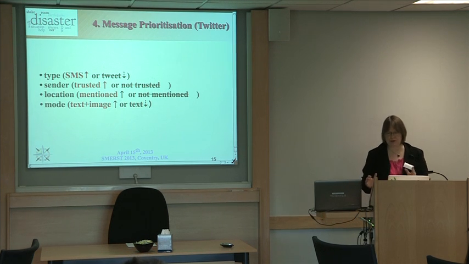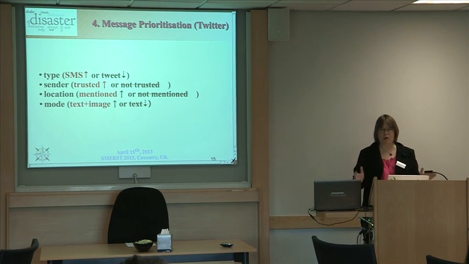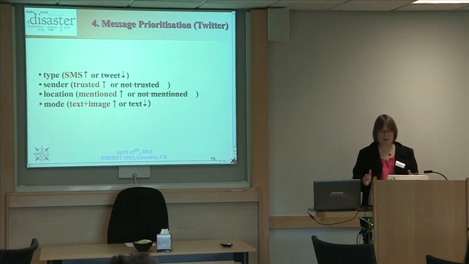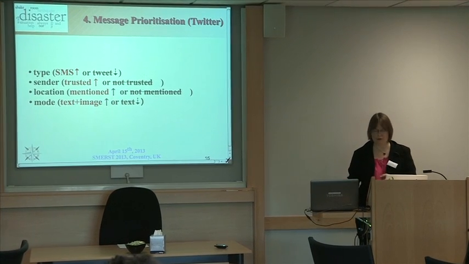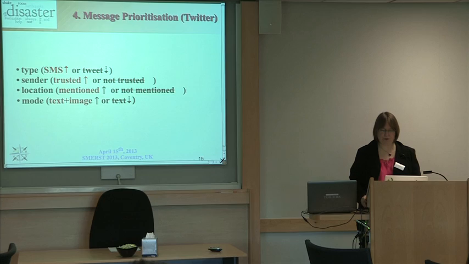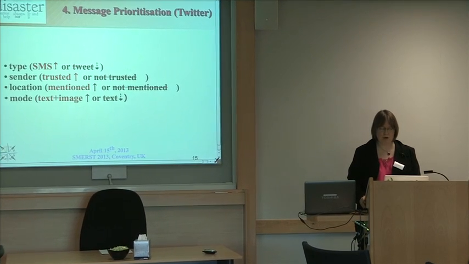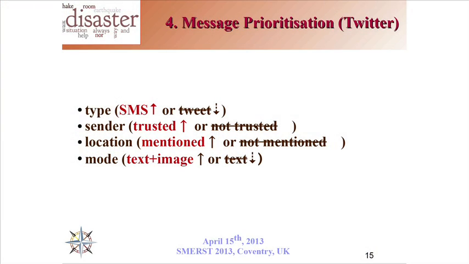The message prioritization is now that we have the tweets which talk about disasters, we decide which ones are more important for a crisis manager and which ones are not. We based our prioritization on four things for the moment. First is the type. Tweets are less important for us because they can also contain irrelevant information, while SMSs are sent when a person is really sure that there is something happening.